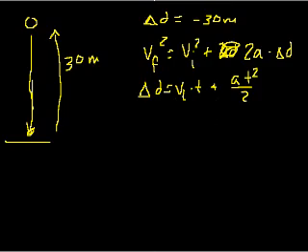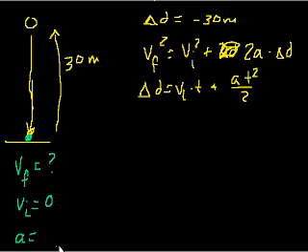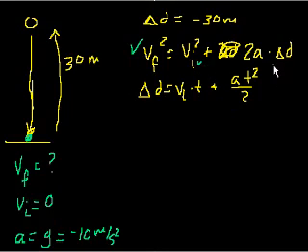So one of these formulas might strike you as immediately useful, because we're trying to figure out what the velocity is when it hits the ground. We want to know the final velocity. We know the initial velocity. The initial velocity is 0, because we're just letting it go. And then what's the acceleration? The acceleration is gravity, which is equal to minus 10 meters per second squared. So we could use this formula because we know Vi, we know acceleration, and we know change in distance, so we could solve for velocity.